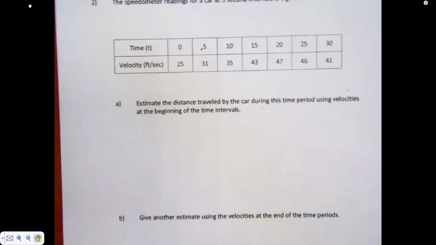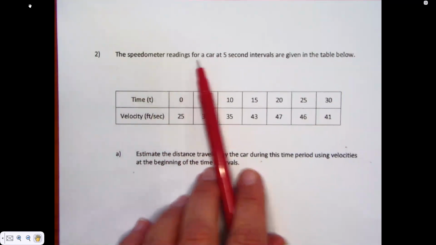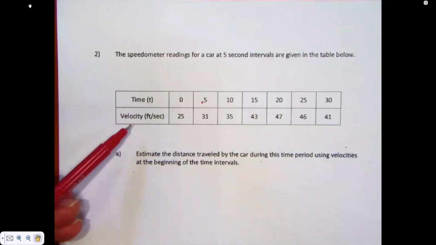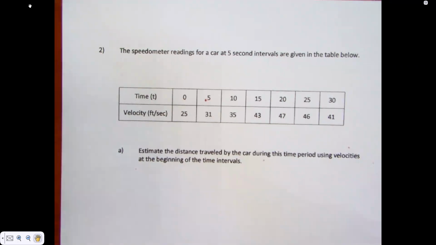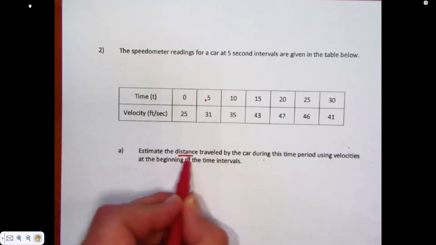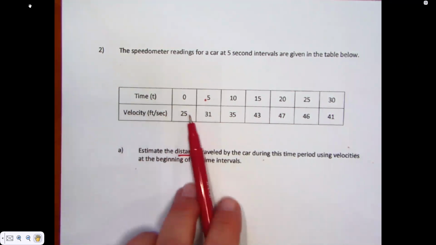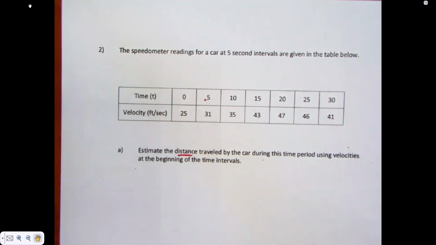All right, let's take a look at, flip, if you have this, flip this over. It says the speedometer readings for a car at 5-second intervals are given in the following table. This is velocity. What happens if we take the integral of velocity? If we take the integral of velocity, we get distance. Because when we took the derivative of distance, we got velocity. So if we take the integral of velocity, we actually come up with distance.